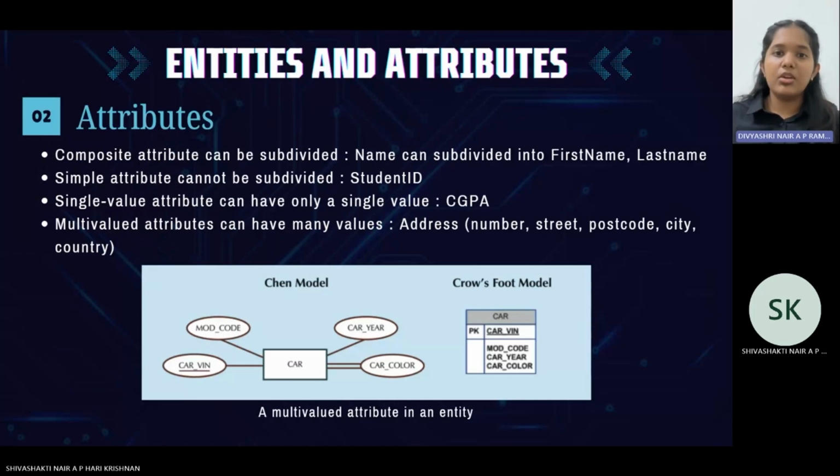Single-valued attributes can only hold one value per entity. For example, a student can only have one CGPA at any given time, so this attribute is single-valued. Lastly, multi-valued attributes are those that can hold multiple values, such as address, which can consist of several components like number, street, postcode, city, and country, reflecting the fact that one person may have more than one address. By understanding these different attribute types, database designers can create more organized, efficient, and scalable data models that capture the true complexity of real-world data. This is an example of a multi-valued attribute.